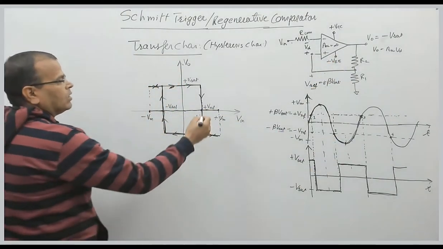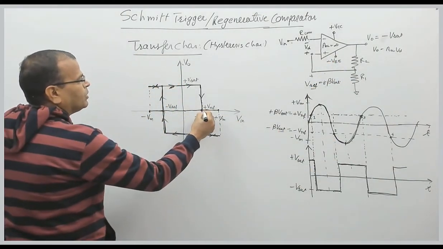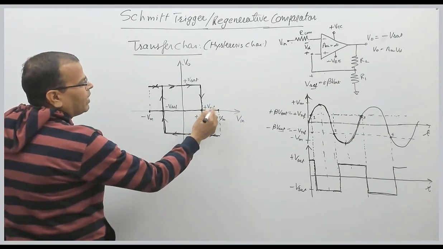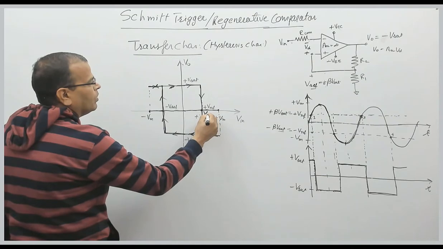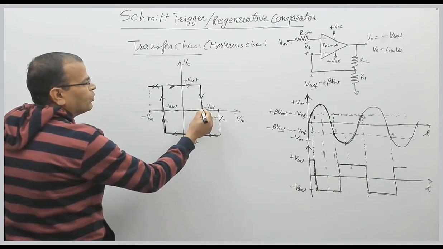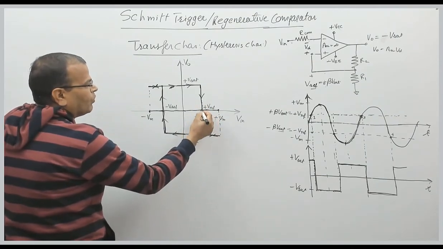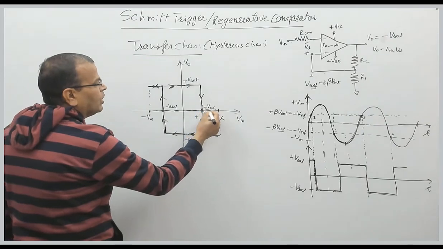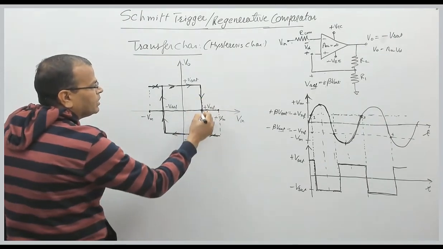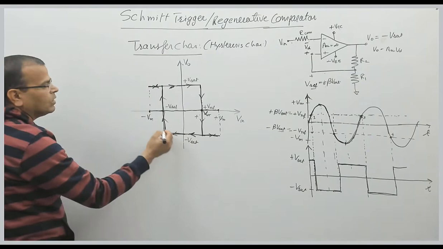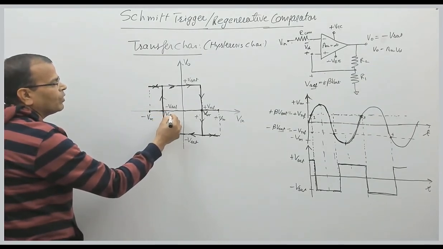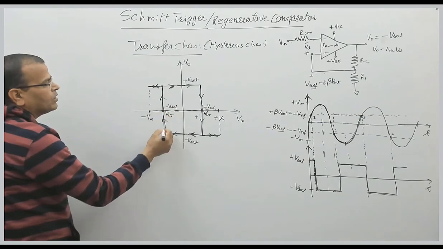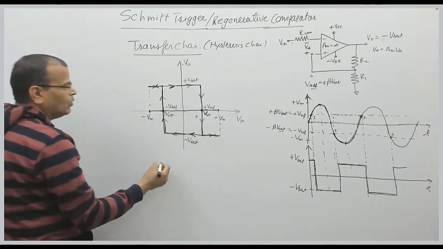Now this value, which is positive, is the upper value of the input voltage. This is called the upper threshold value of input voltage at which your output is changing its level. Similarly, on this side, this is the lower threshold value of input voltage at which output is changing its value from minus Vsat to plus Vsat.